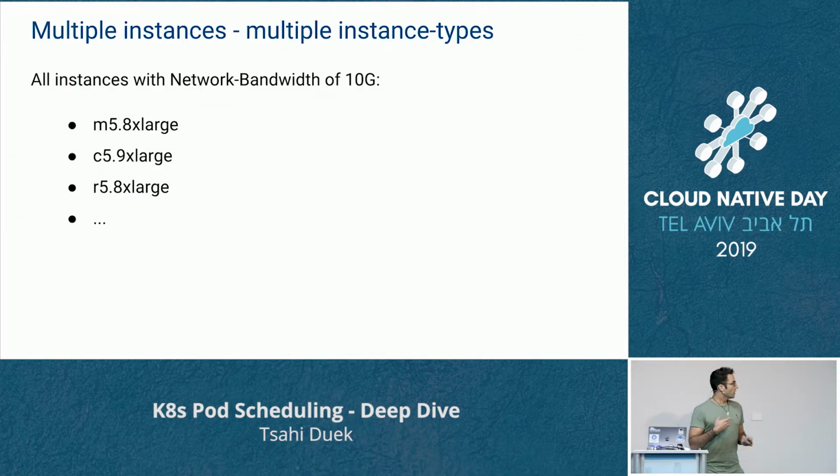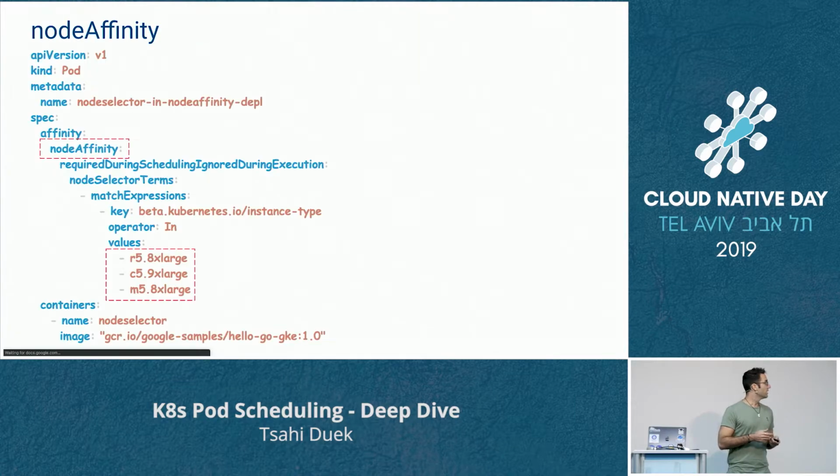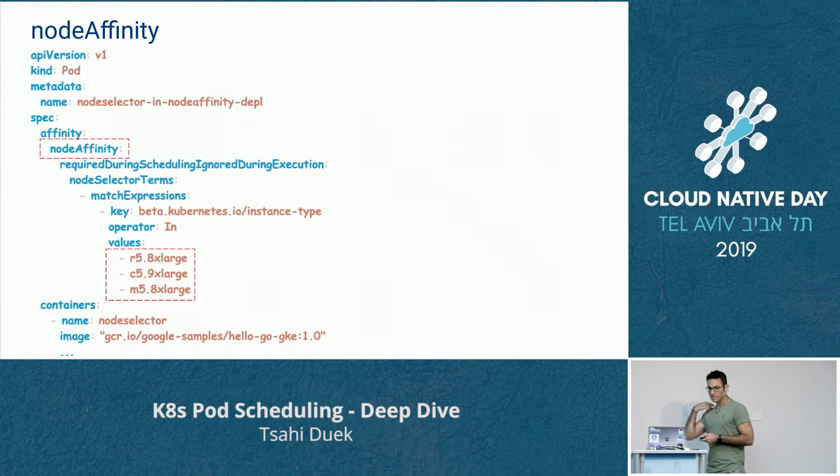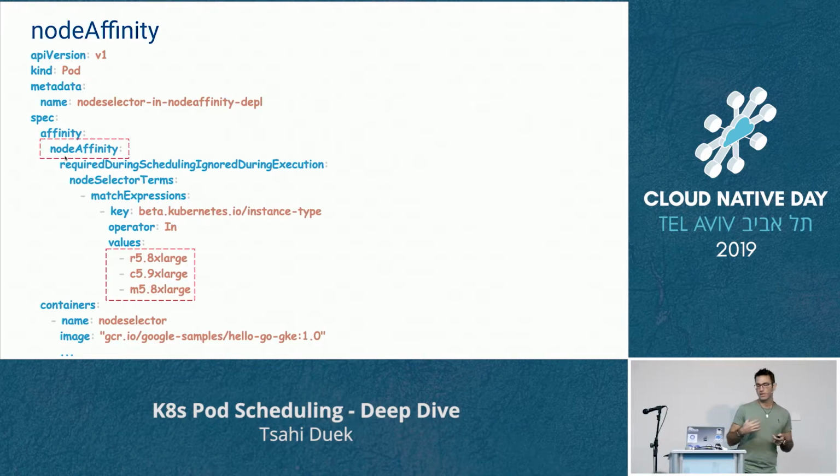But what if I run multiple instances and I want to address all the 8XL and all the 9XL instances? I cannot target a specific type of instance. So in that case, this is a more complex example, but we have the affinity spec, and in the affinity spec, we have the node affinity. The node affinity gives us the ability to use an operator and multiple values on a specific label.